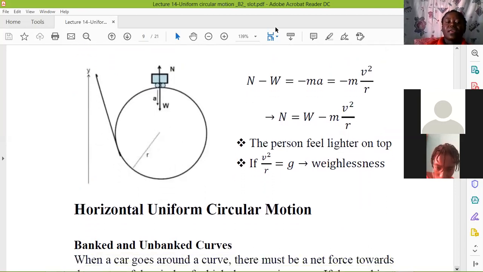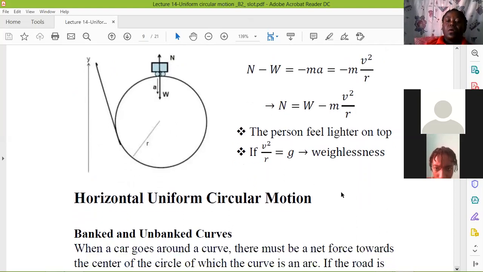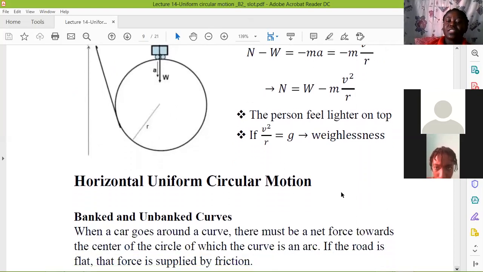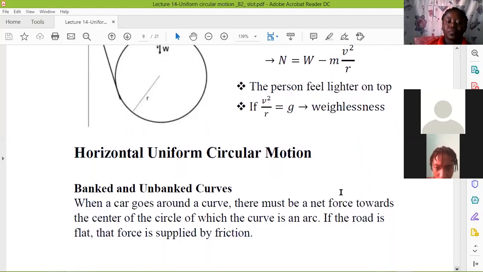If the acceleration is due to the gravitational acceleration, then the normal force is equal to the weight minus the mass times the gravitational acceleration, so the normal force becomes zero. Then you are weightless, so there's no weight on you.